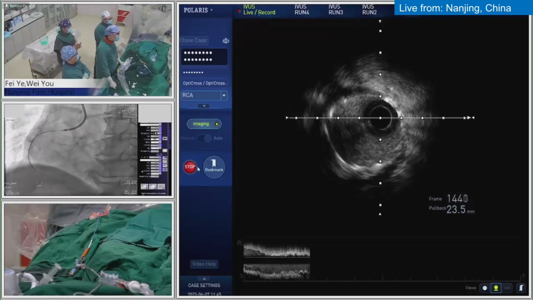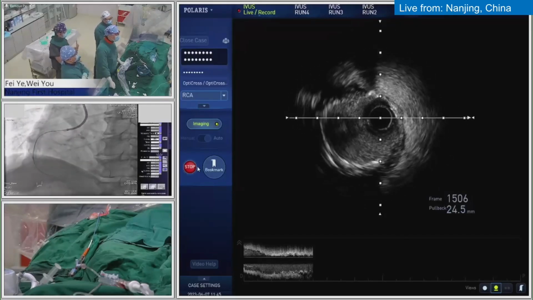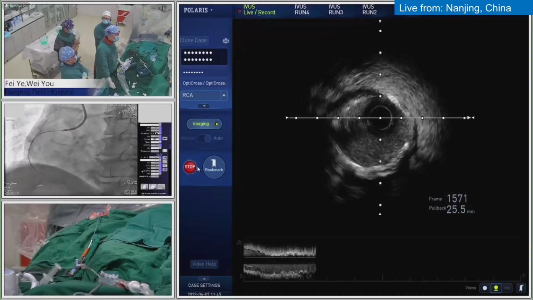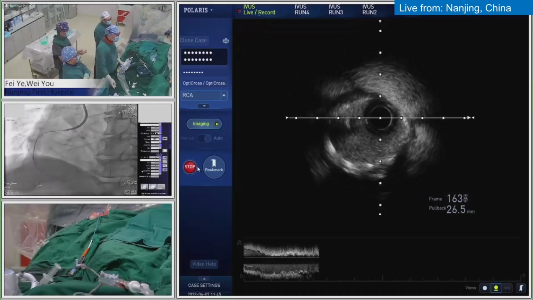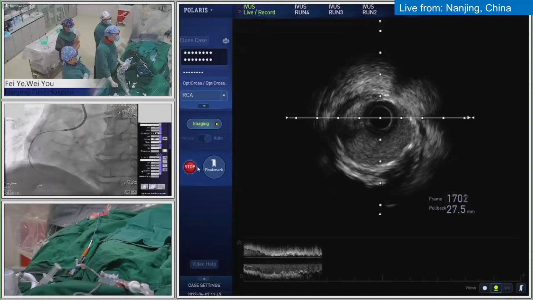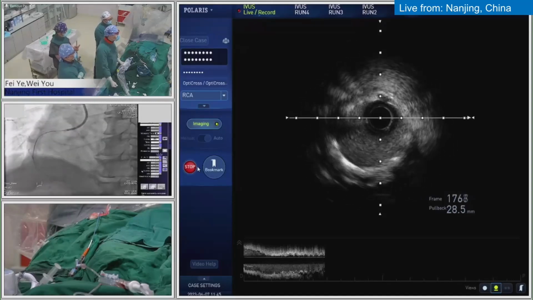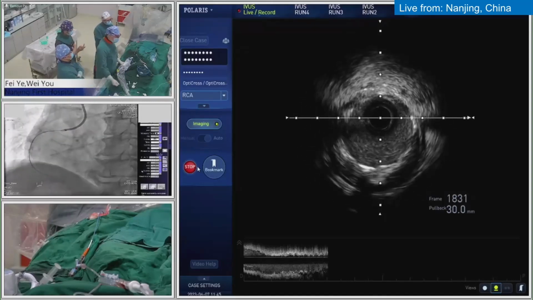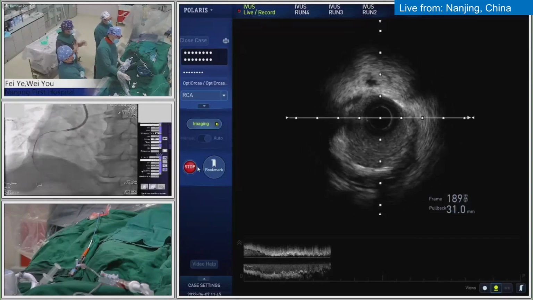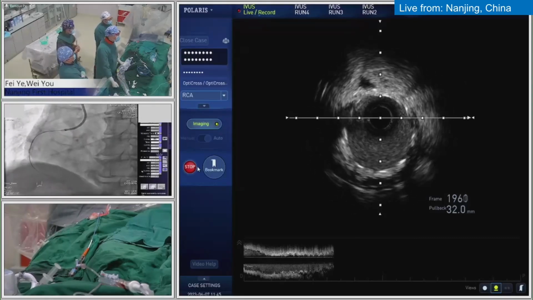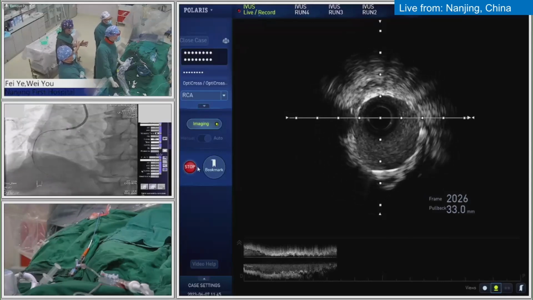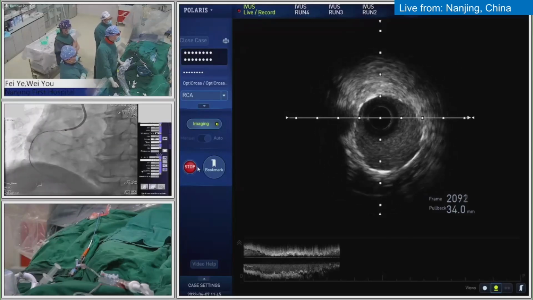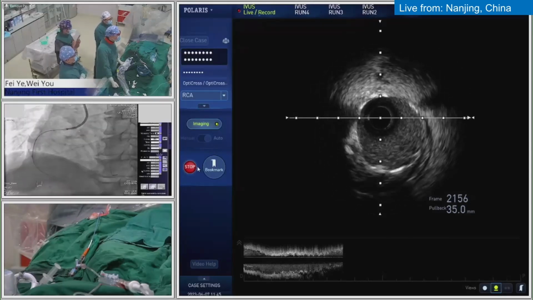The crack is the most important issue. If we cannot make the crack, okay, we can use IVL. So multiple cracks are better than a single crack. We don't know whether routine use of IVL for calcification is better than no use. We don't know. So the crack is most important.